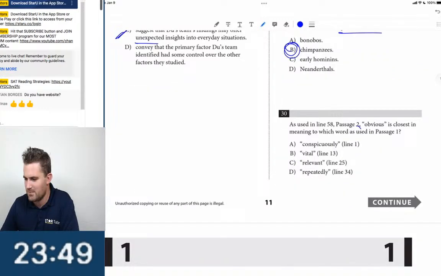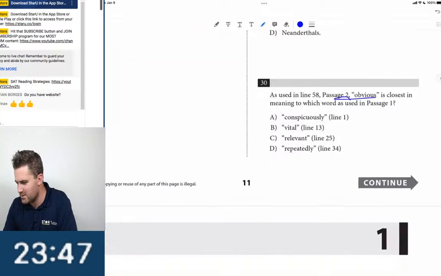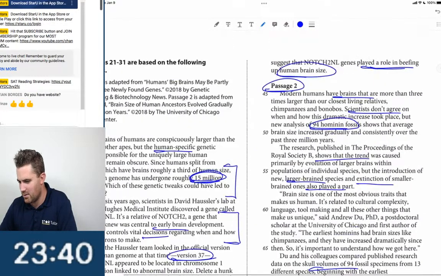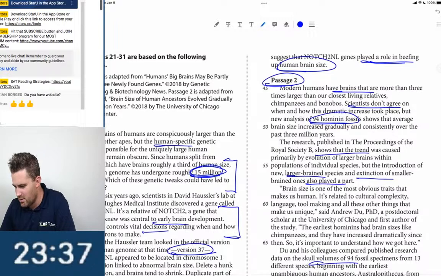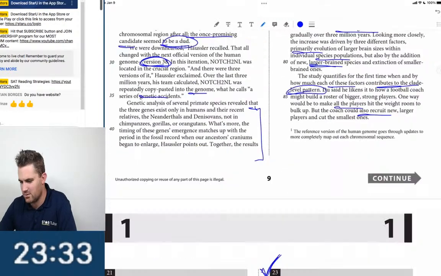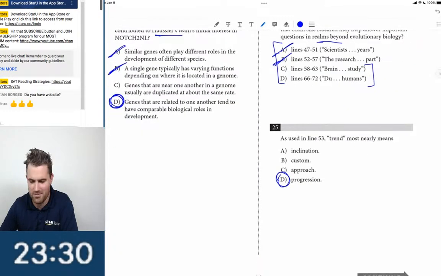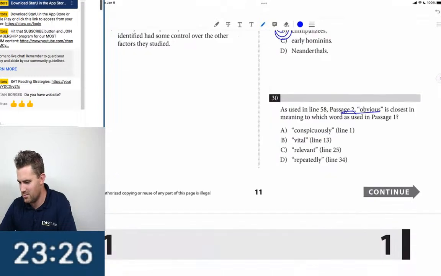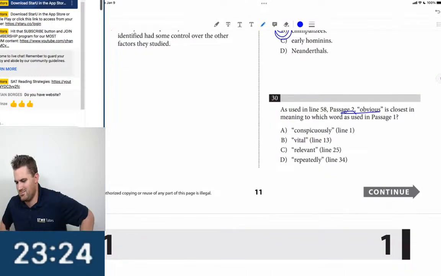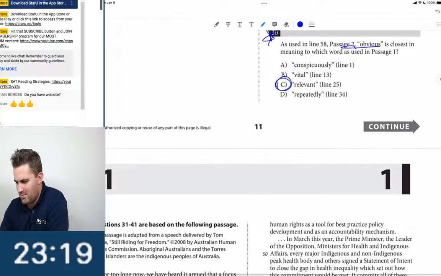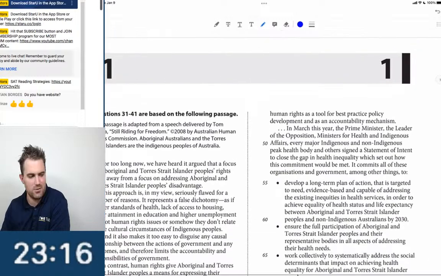And doing that in passage, obvious is closest to the meaning of which of the following? Obvious, passage 2, line 58. What are they talking about here? I gotta make up some serious time. And then evolution. It says one of the most obvious traits that makes us human. It's one of the most repeated, maybe. Is that one of the words? One of the most relevant. I mean, one of the most relevant. It's got to be C, right? We might have to come back because that's time, very time efficient. How much time we got left?